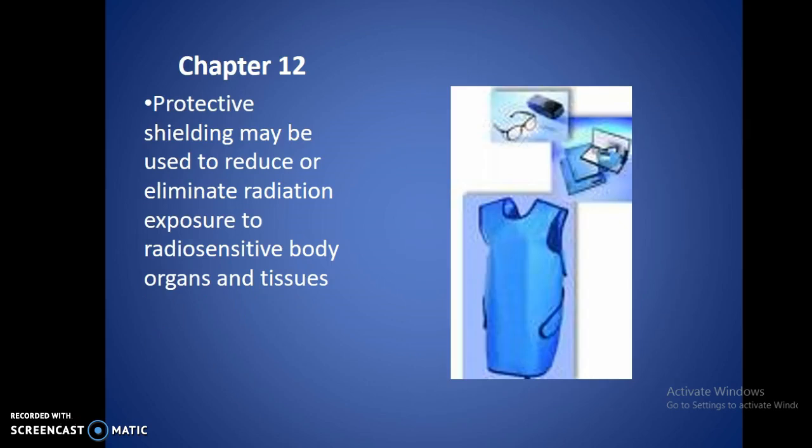Protective shielding used to reduce or eliminate radiation exposure to radiosensitive body organs and tissues. So shielding, you are pretty much aware of is the full-size aprons. We do have half-size aprons as well as vests. There are some glasses that you can use as well. The curtain on the fluoroscope in the fluoro rooms is also another part of shielding that's used.